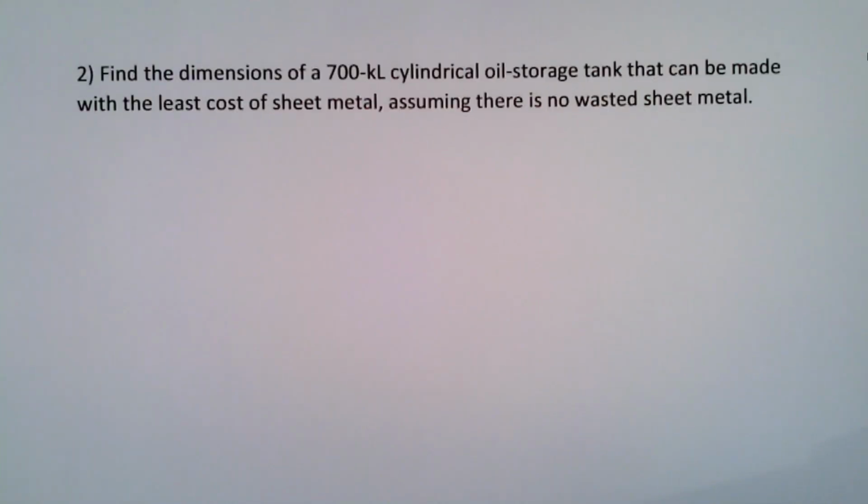Okay, find the dimensions of a 700 kiloliter cylindrical oil storage tank that can be made with the least cost of sheet metal, assuming there is no wasted sheet metal. Okay, so we're going to assume that we're able to use it exactly, get everything to fit exactly, and that's the cost. Okay. All right, so very first step, identify the quantity that you want to maximize or minimize.